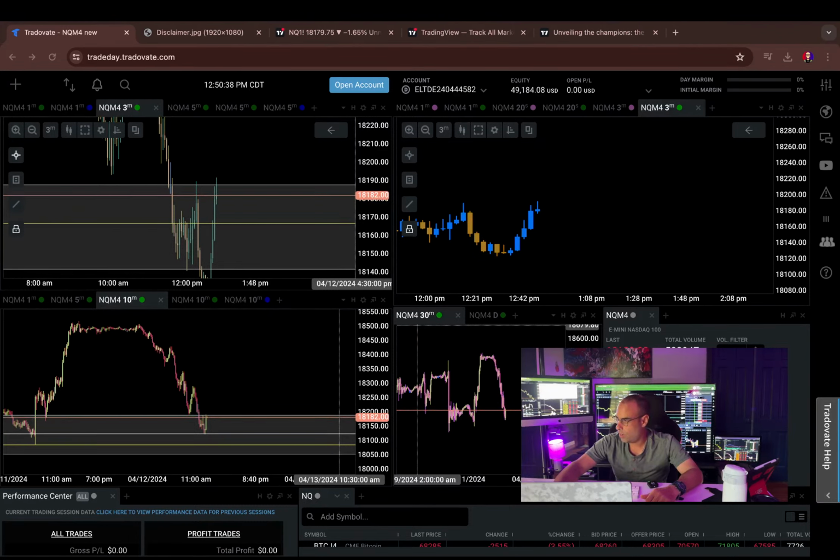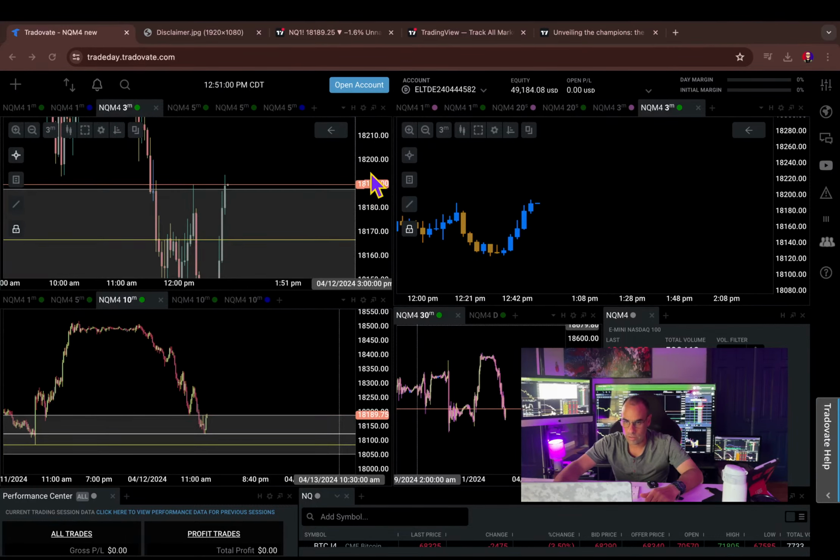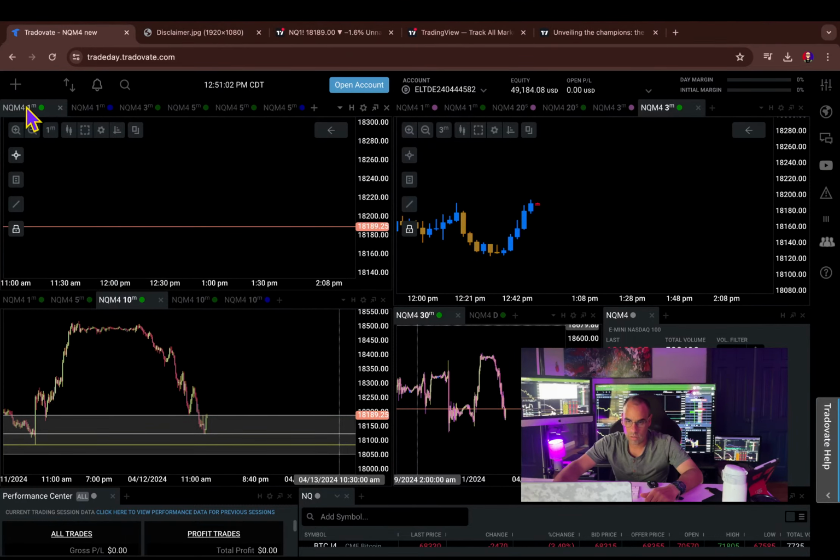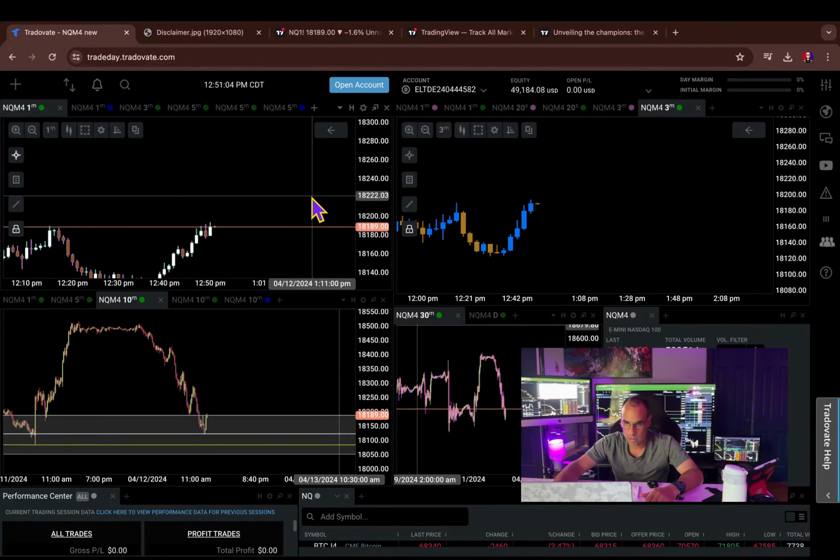There's just no nice area to put my entry because it's moving a little wild and ranging in a small area. So anything can happen here. Well, it did run the high. Let's see if it breaks. So we're watching the 1 minute. Watch for a break.